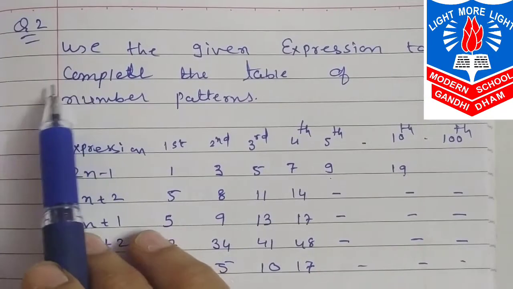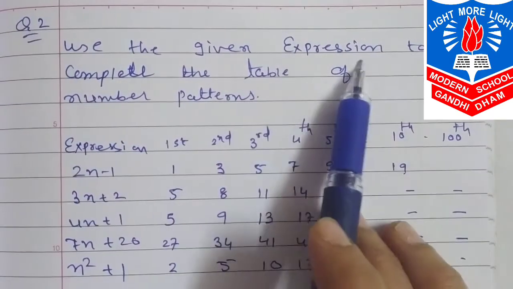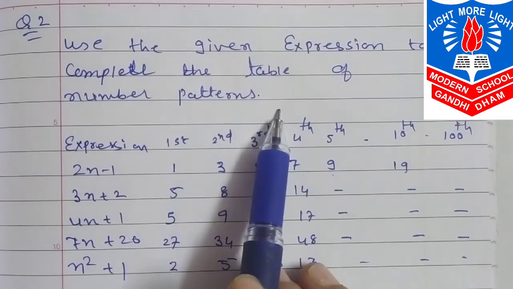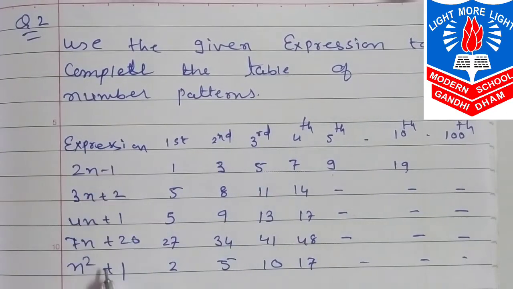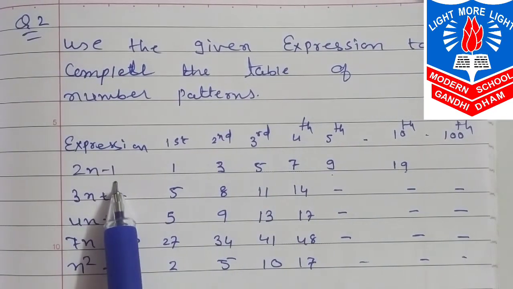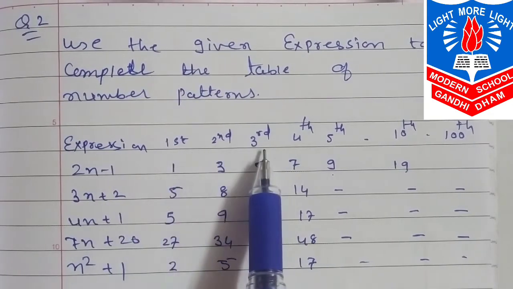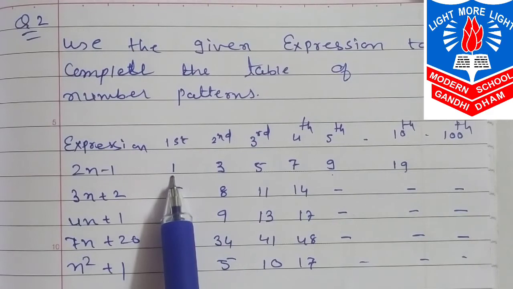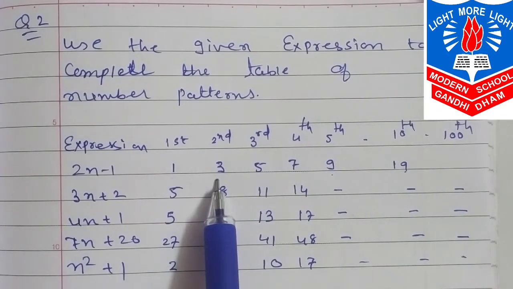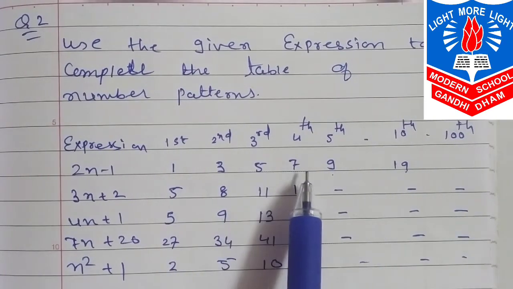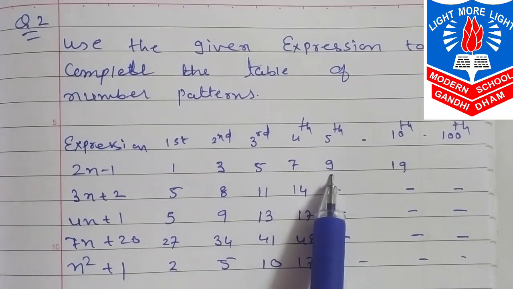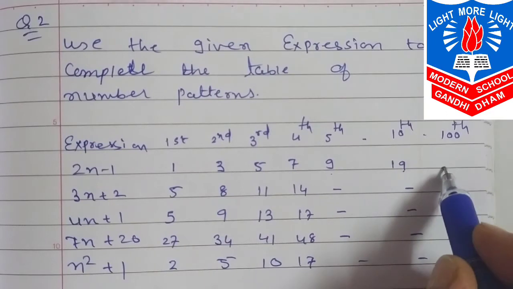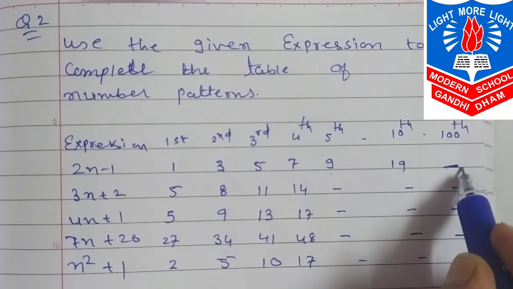Yes, students, question number 2. Use the given expression to complete the table of number pattern. Here the expression is given, first 2n minus 1, and it's first, second, third, fourth and fifth. Here all first values are given, second, third, fourth and fifth are also given, and 10th is also given. So we will find only one. Here we have to find.